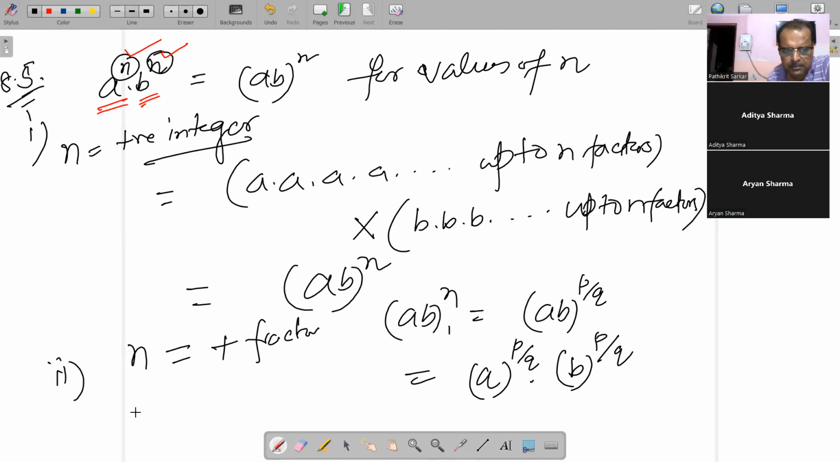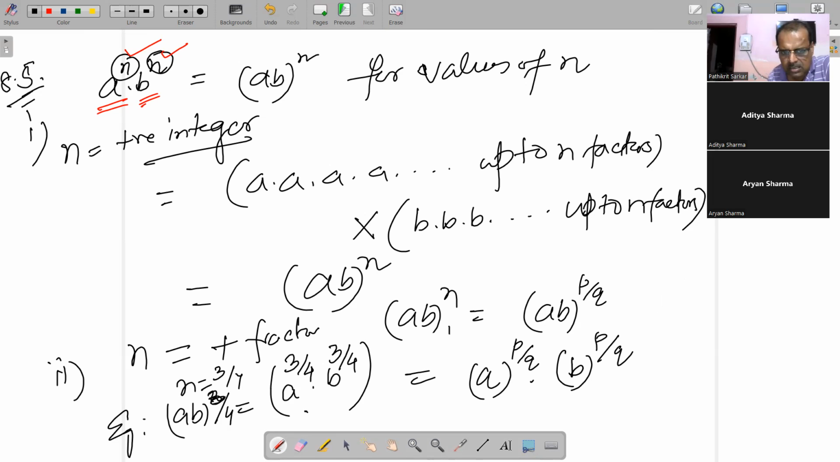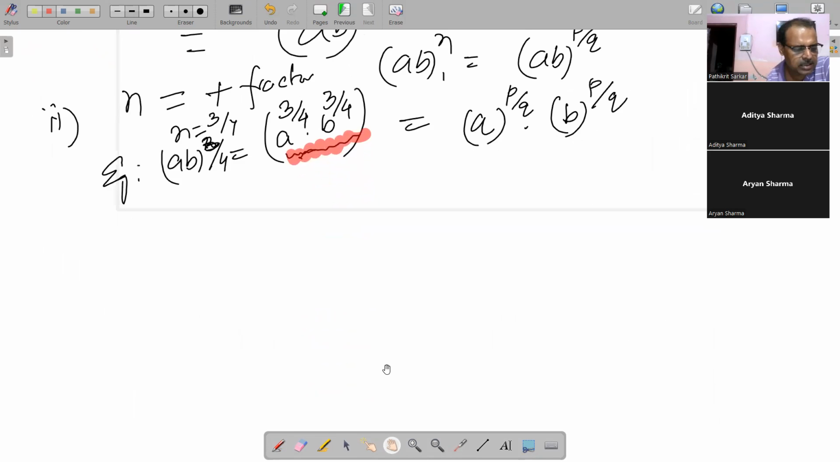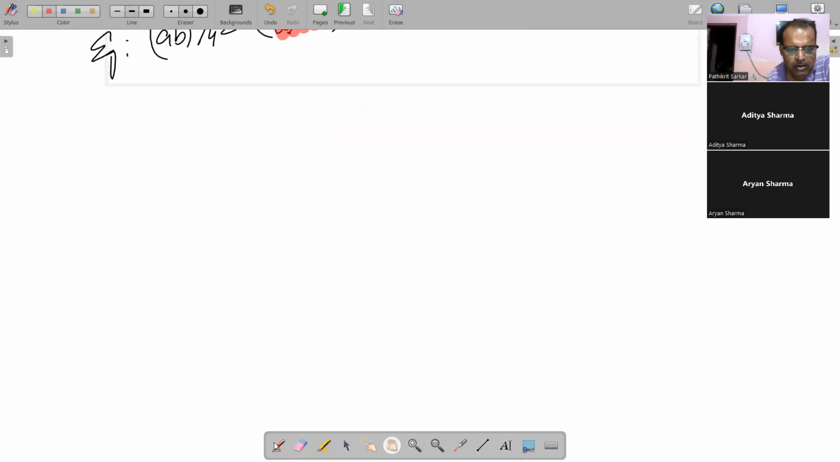For example, suppose we take the value of n as 3/4. So ab to the power n means ab to the power 3/4. And ab to the power 3/4 means a to the power 3/4 and b to the power 3/4. This is the way you can represent this entire thing. Now, some of the corollaries which we should remember over here.